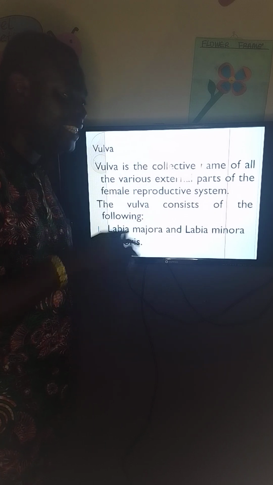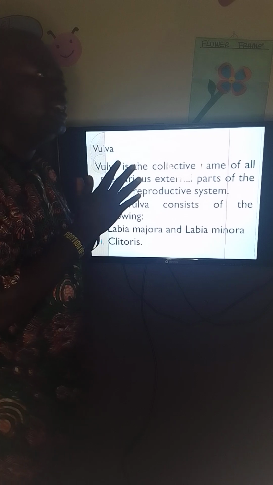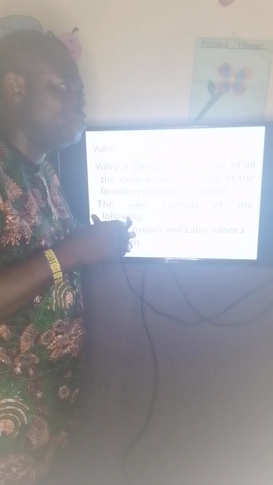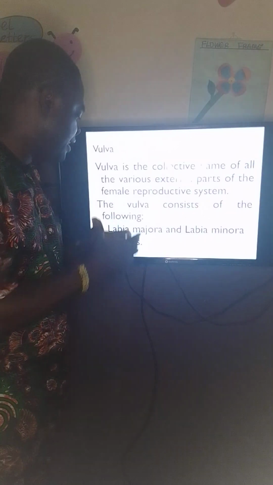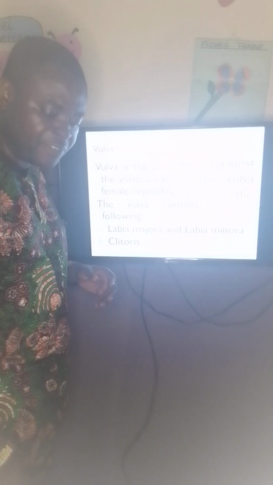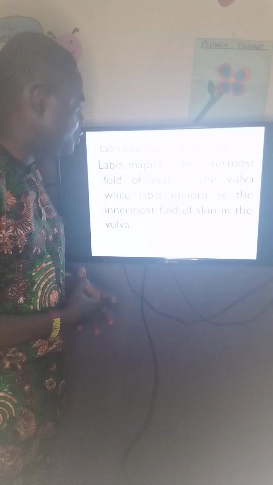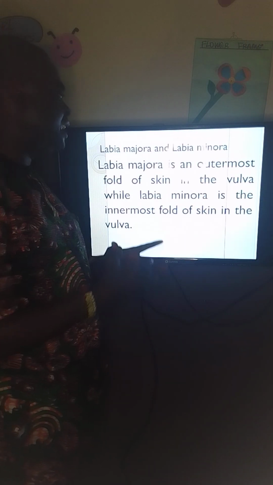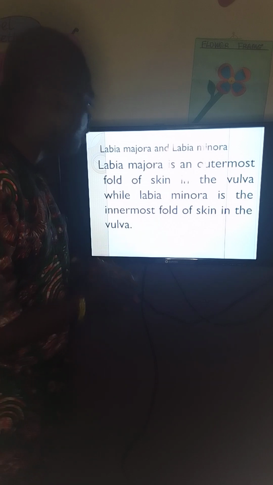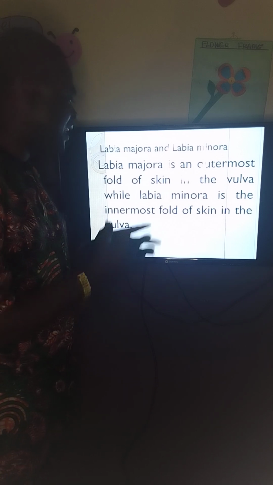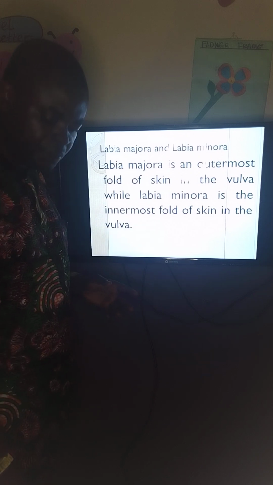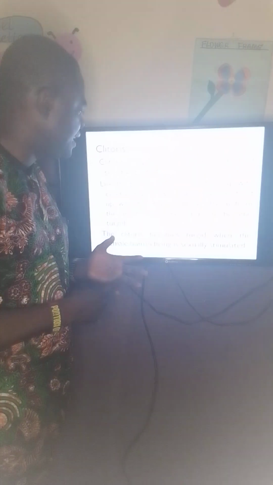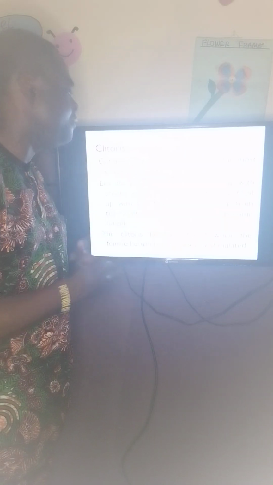Then you have the clitoris, which is like a penis-like structure that has erectile muscles, that when filled with fast-flowing blood becomes erect as the female becomes sexually stimulated. Don't forget that, I've explained that. Then we have the labia majora, which is the outermost fold of skin in the vulva, while the labia minora is the innermost fold of skin in the vulva.